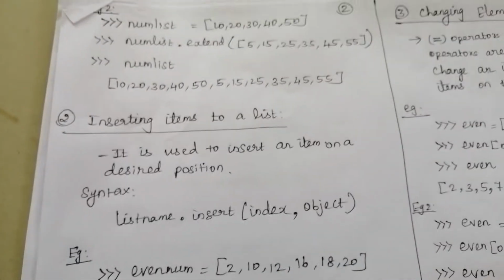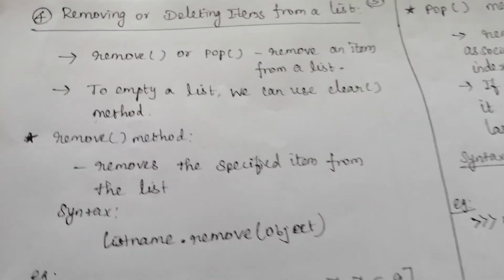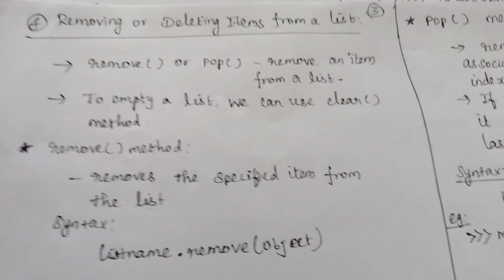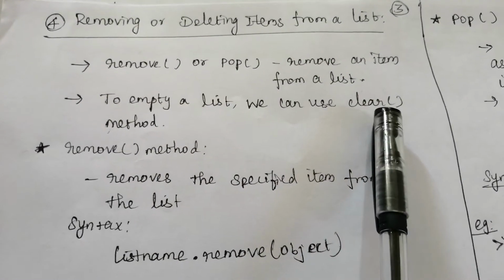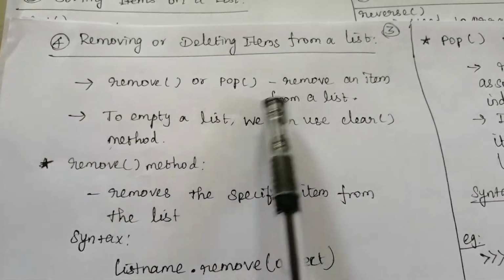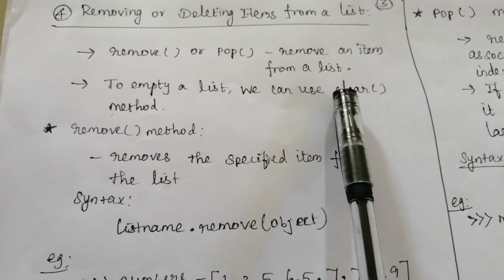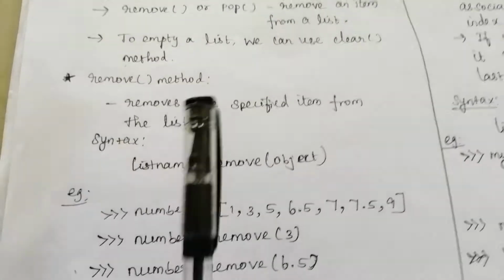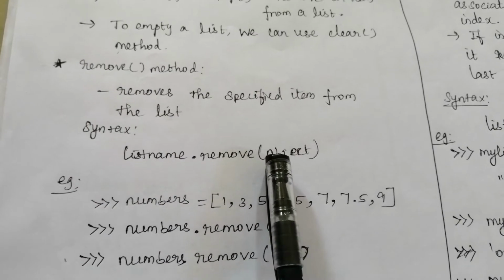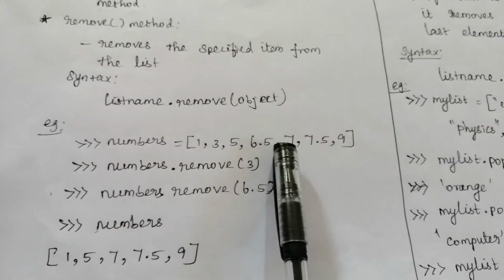Okay, next we are going to discuss how to remove or delete items from the list. For this, the built-in methods are remove as well as pop and then the clear method. With the help of these methods, you can remove items from a list. With the help of the clear method, you can generate an empty list. Okay, see this remove method. Here it accepts one argument, the object, which is the value to be removed from the list. This is for the example.